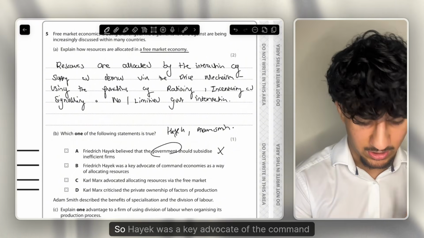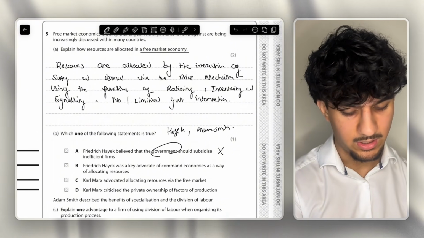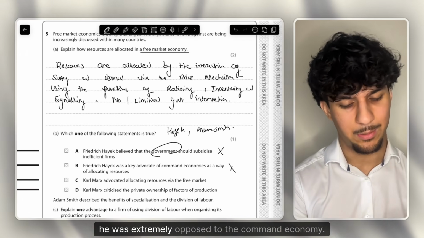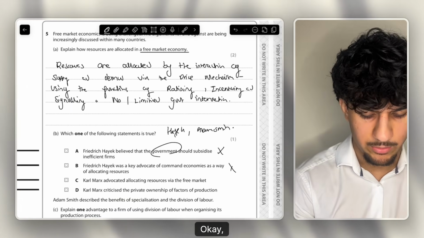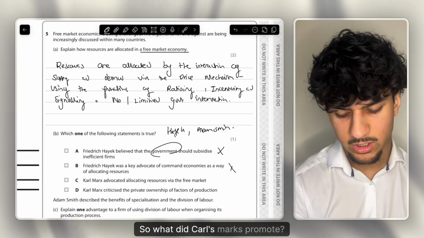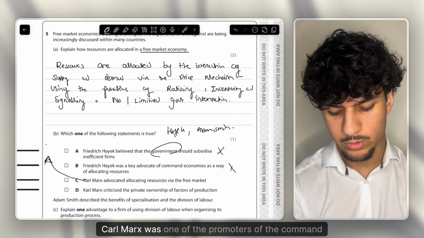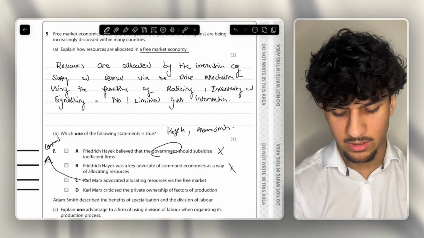Let's see what B says. Hayek was a key advocate of the command economy. Like I just said, he was extremely opposed to the command economy. Okay, moving on, Karl Marx. So what did Karl Marx promote? Of course, Karl Marx was one of the promoters of the command economy.